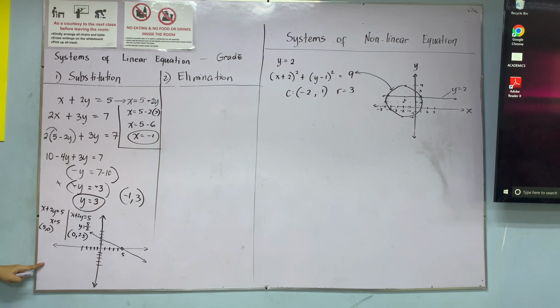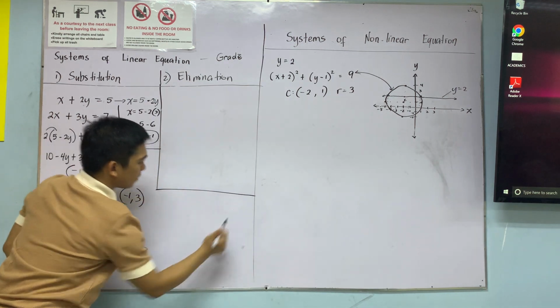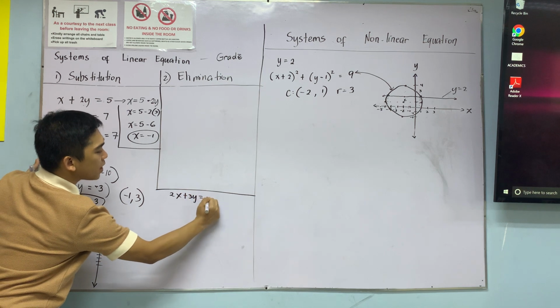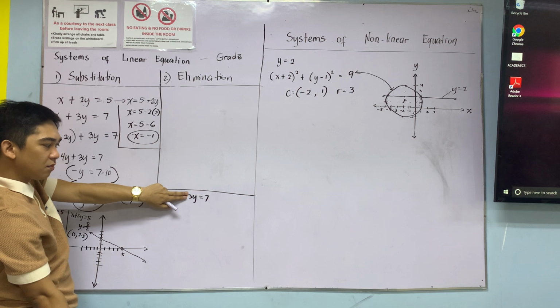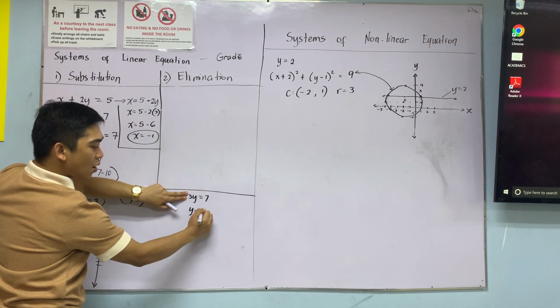Hanapin naman natin si 2x plus 3y is equal to 7. So, x and y intercept pa din. Ito na lang ang gagawin. So, 2x plus 3y is equal to 7. So, if x is 0, wala na si x dito. So, y now is 7 over 3.